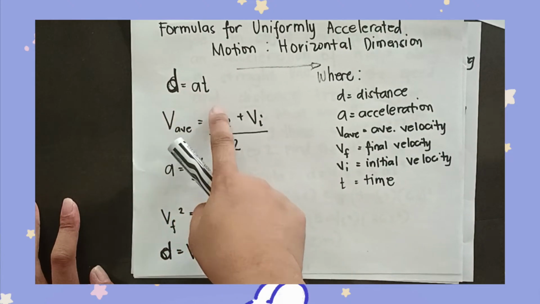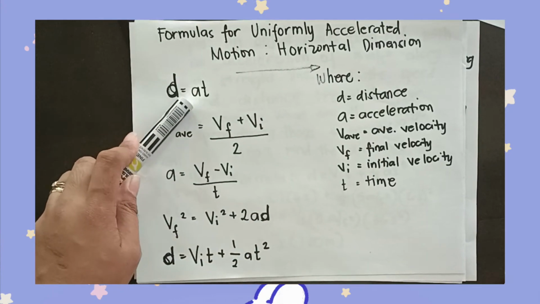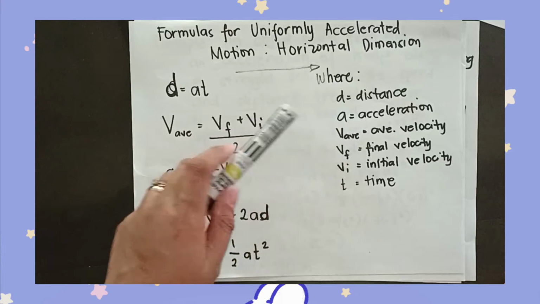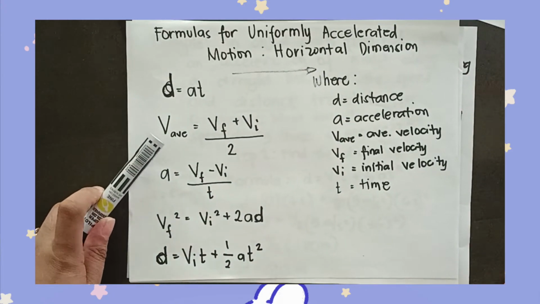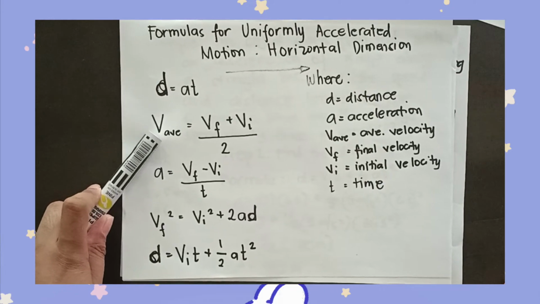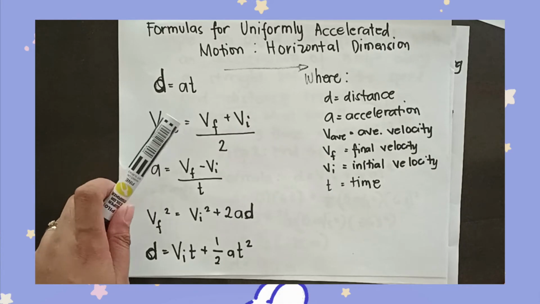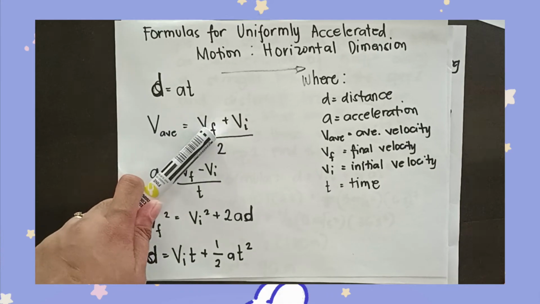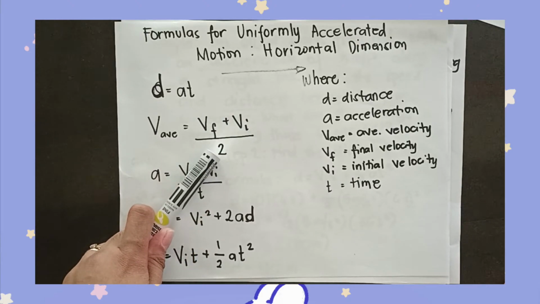D is equal to AT, where D is for distance, A is for acceleration, and T is for time. Another formula is for velocity or average velocity. So, yung average velocity natin, the same siya with the speed. Okay? So, average velocity is equal to final velocity plus initial velocity divided by 2.